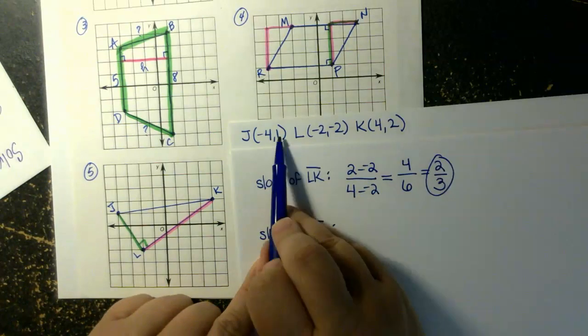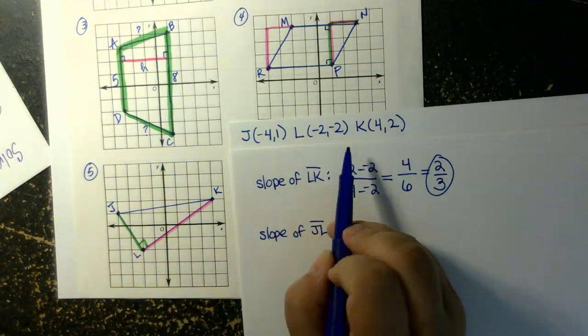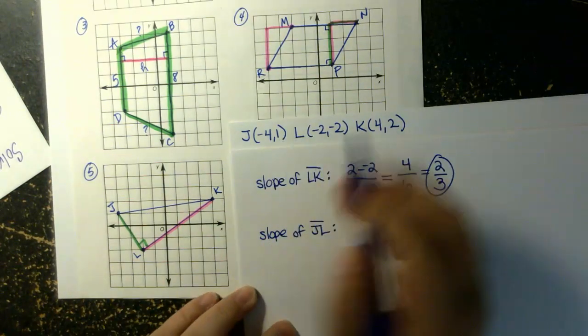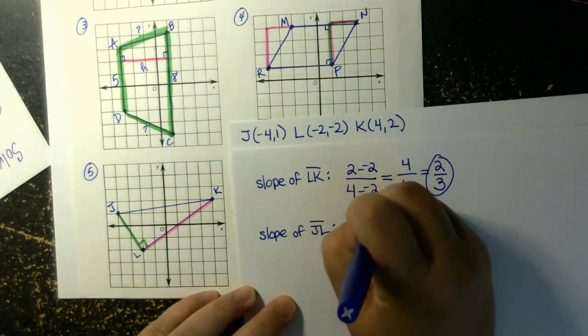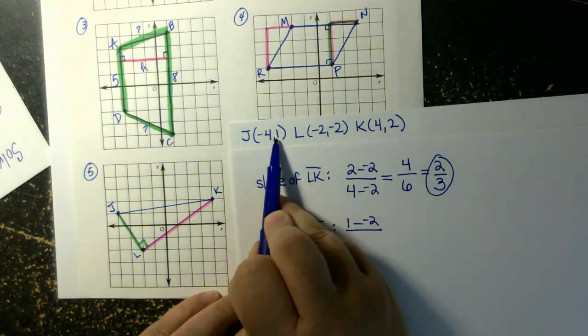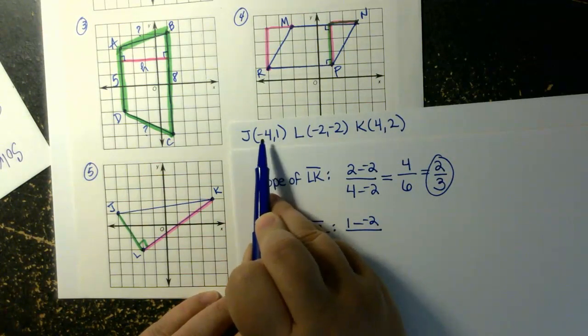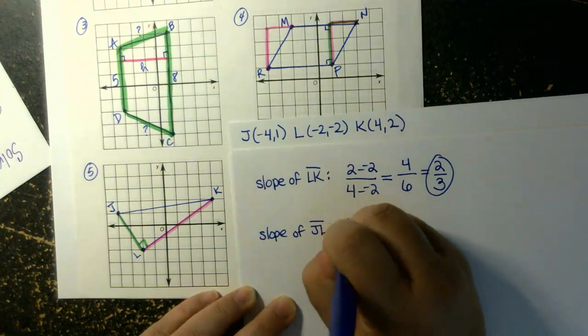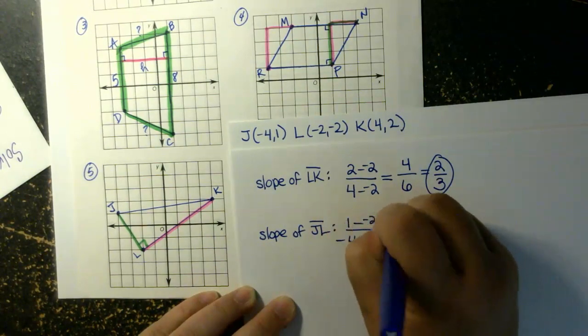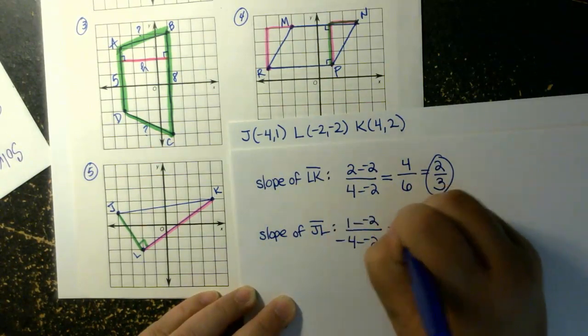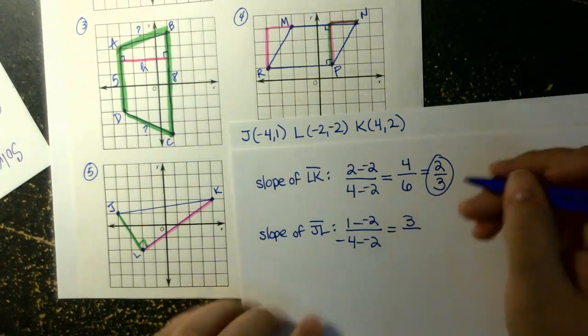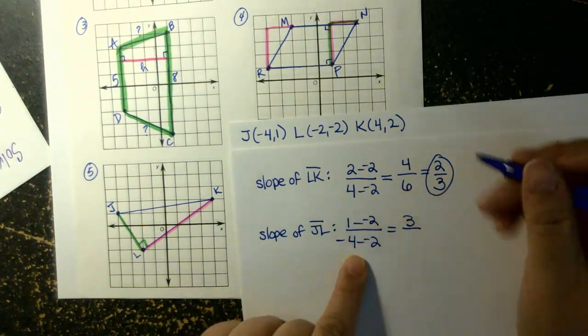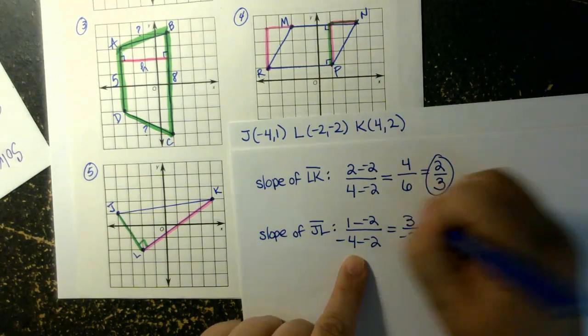Okay? Do the y's on top. Rise on top. So 1 minus -2 on top. I started with J this time when I did 1, so I need to start with J for the x's as well. -4 minus -2. All right, 1 minus -2 is 3. -4 minus a -2 is -4 plus 2, which is -2.